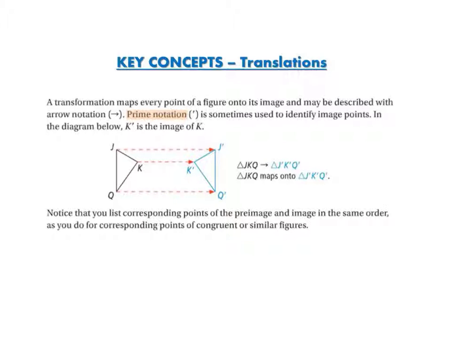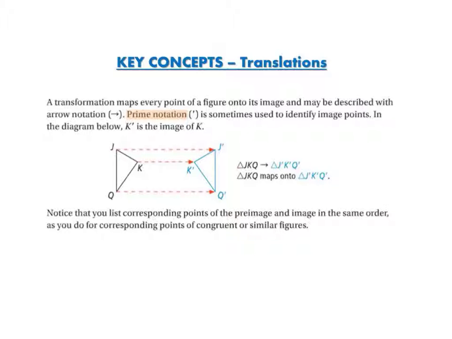All right, now transformation maps every point of a figure onto its image, and you will either see it done with this arrow notation or you're going to see it with what's called prime notation. So you will see something that looks like this, triangle JKQ, and then you will see this prime notation, and it's called J prime, K prime, Q prime, and prime notation is what does it look like after the translation.